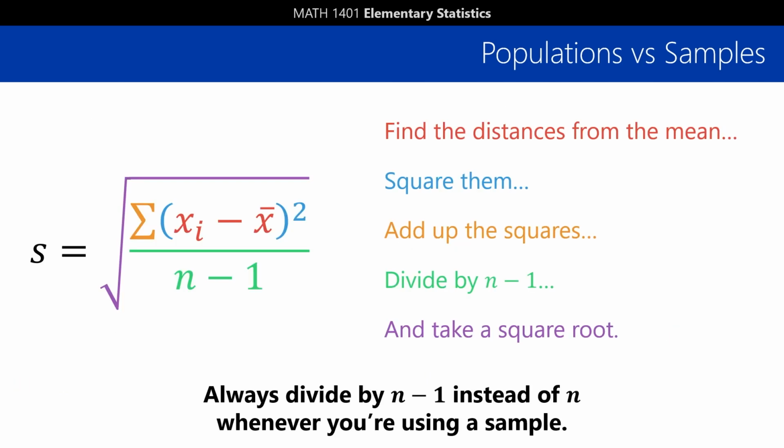So just remember that when you collect data and you're finding the standard deviation of your sample, you need to find the sample standard deviation s, not the population standard deviation sigma.